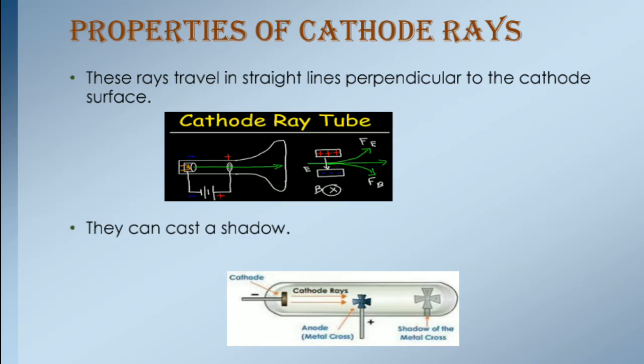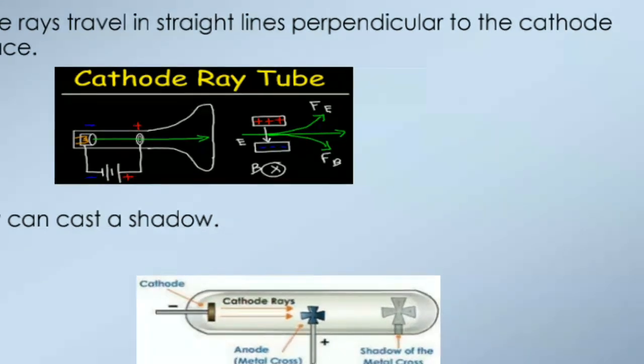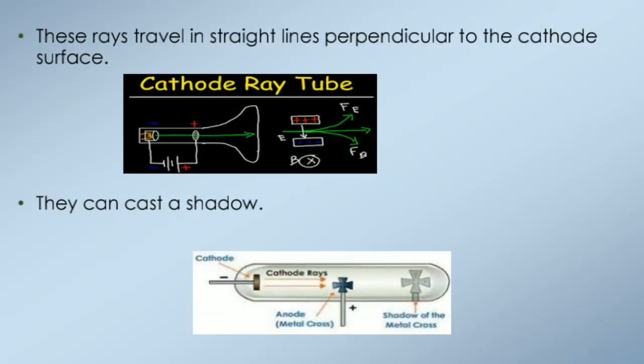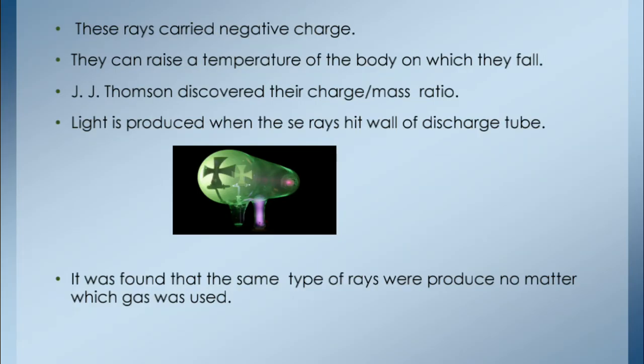The second point is they can cast a sharp shadow of an opaque object if placed in their path. In this second picture, you can see the shadow of a metallic cross. These rays are deflected towards the positive plate in an electric field, showing that they are negatively charged. The next point is they can raise the temperature of the body on which they fall.